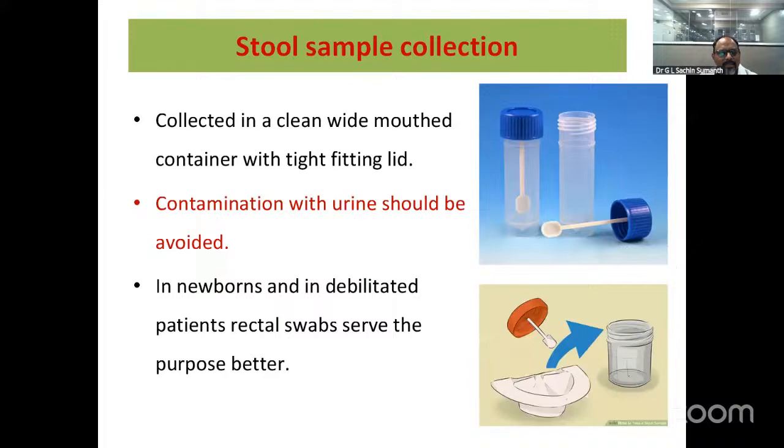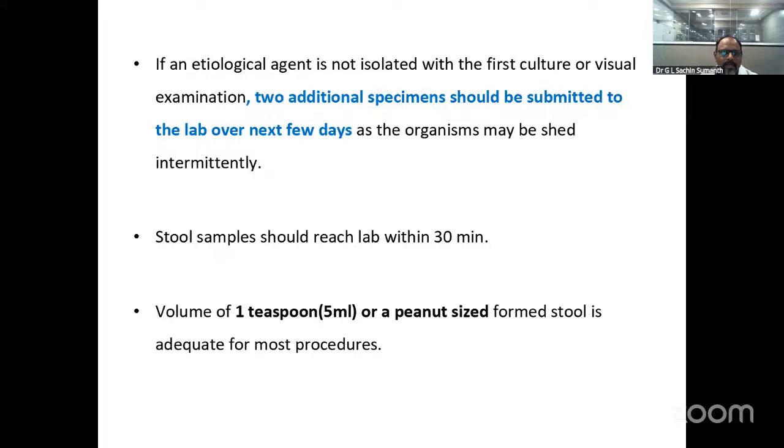Coming to the stool sample examination, it should be collected in a clean, wide-mouth container with a tightly fitting lid. Contamination with urine should be avoided. And in newborns and debilitated patients, we recommend rectal swabs can serve the purpose better. If an etiological agent is not isolated with the first culture of the stool, or with the visual examination, we could not find any pathogens, two additional samples can be submitted to the lab over the next few days, as the organisms can be shed intermittently.